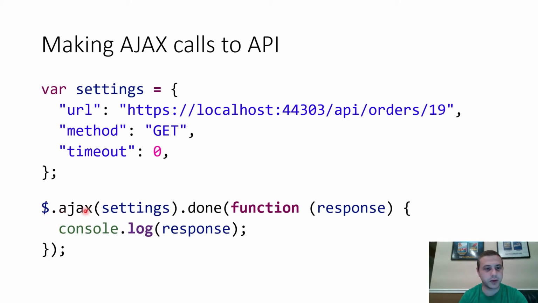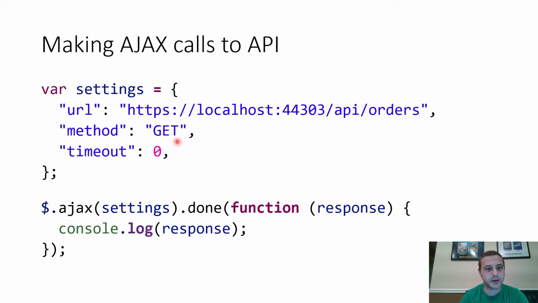And then here's the AJAX call. You can see here that I'm making an AJAX call, passing in the settings in here. And whenever the AJAX call is done, I'm executing this function, and this function returns the response. The response is whatever this returns. So if it returns an order, for instance, then the response will actually be an order. And then this will output the order.